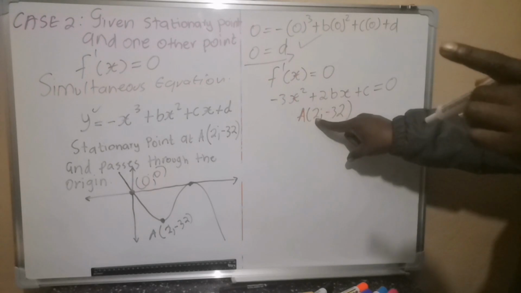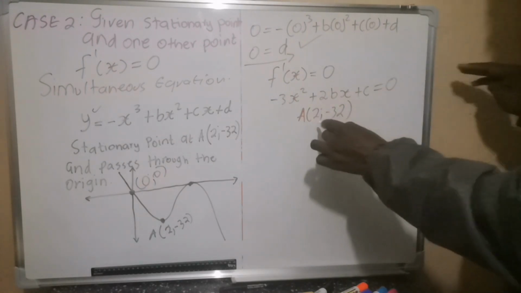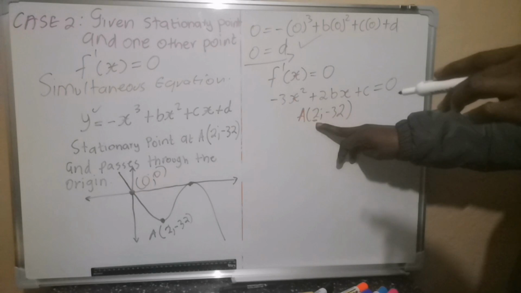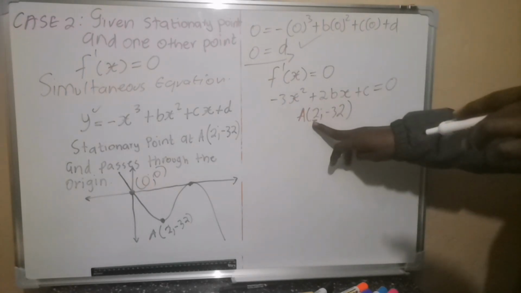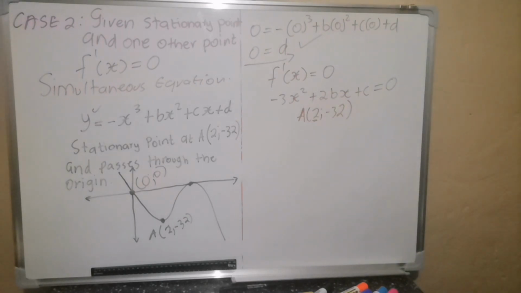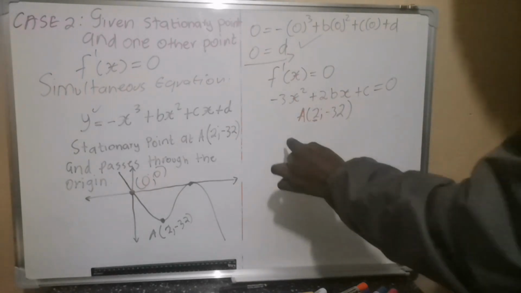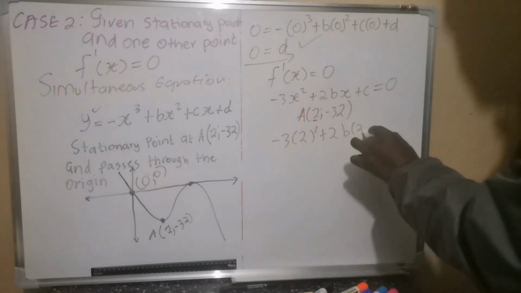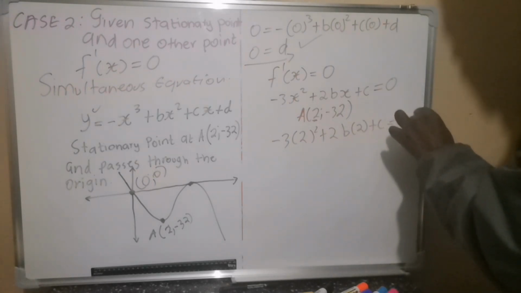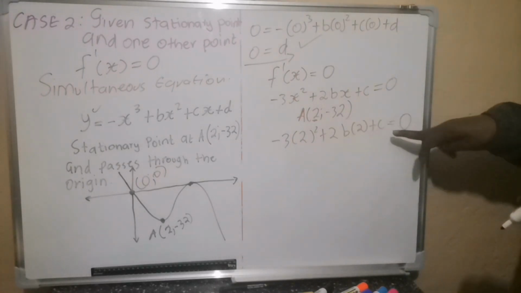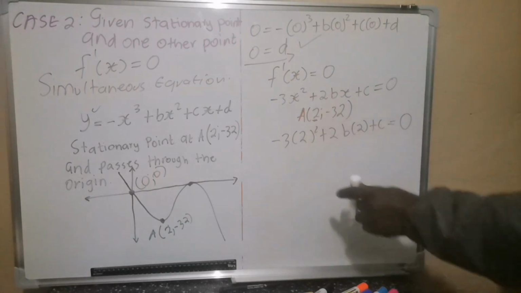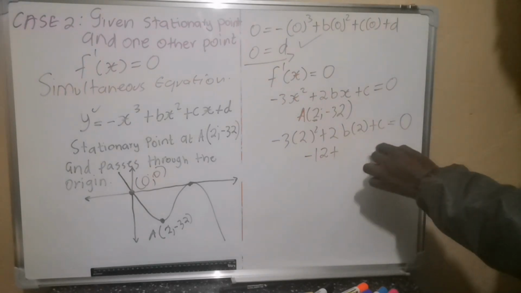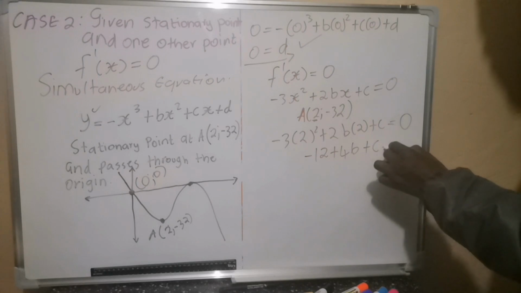Where you see x, you put in 2 for now. You use the x coordinate first in all cases. Everywhere you go, you start by using the x coordinate before using the whole point A. So negative 3 times 2 squared plus 2 times b times 2 plus c is equal to 0. You don't put in negative 32 where you see y. It's 0. Then you simplify: 2 squared is 4, 4 times negative 3 is negative 12, plus 2 times 2 is 4b, plus c is equal to 0.